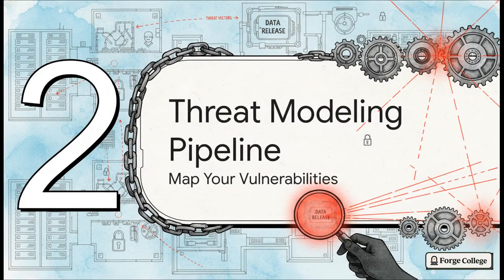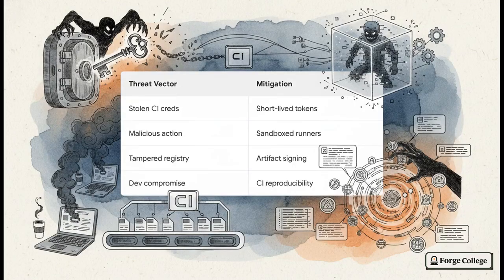Section 2. Threat modeling your pipeline. To map out our vulnerabilities, we've kind of got to think like a highly sophisticated heist crew casing a joint. Take compromised CI credentials, for example. Leaving long-lived, plain-text secrets in your setup is basically leaving the keys to the vault under a neon-flashing doormat. You've got to swap those out for short-lived tokens. Worried about malicious third-party actions? Trap them in sandboxed runners. And what if a developer's own laptop gets compromised? You enforce CI side build reproducibility, so their tampered local code simply can't be forced into production.